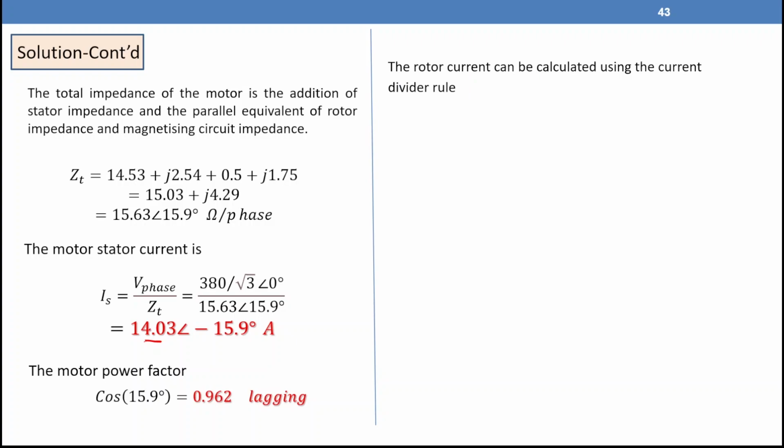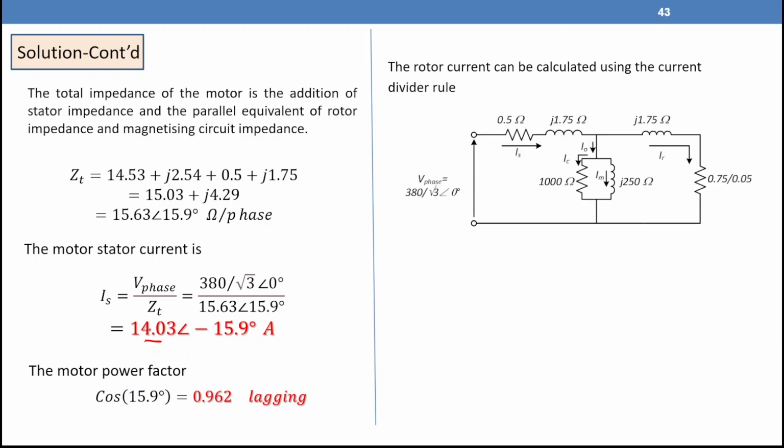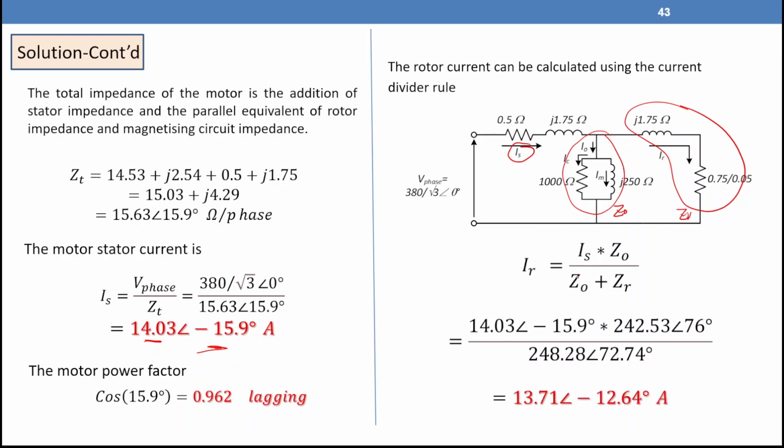To calculate the rotor current, we need to use the current divider rule in this circuit. We have I stator here, which is this value. So we are going to divide that between this branch and this rotor impedance. We multiply I stator by Z node over Z node plus Z rotor. So I rotor equals I supply multiplied by Z node over Z node plus Z rotor. In this case, you are going to find that I rotor equals 13.71 angle minus 12.64 ampere.